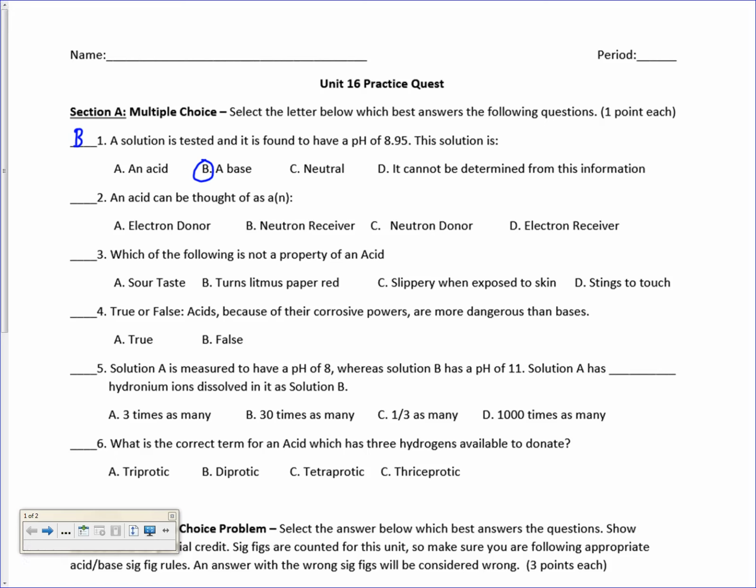All right, question number 2. This is just talking about the definition of an acid. An acid is a proton donor or an electron acceptor. Electron receiver here is the same thing, so it is D.